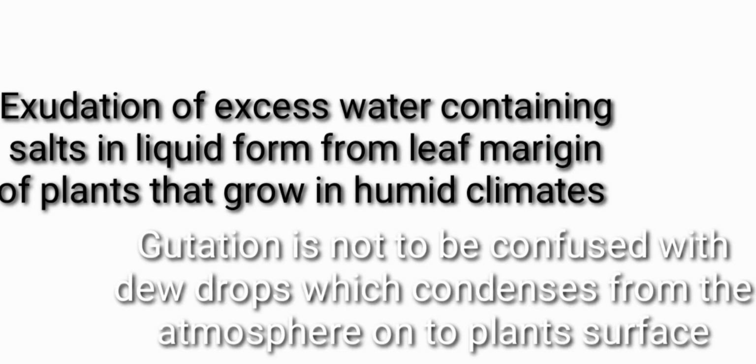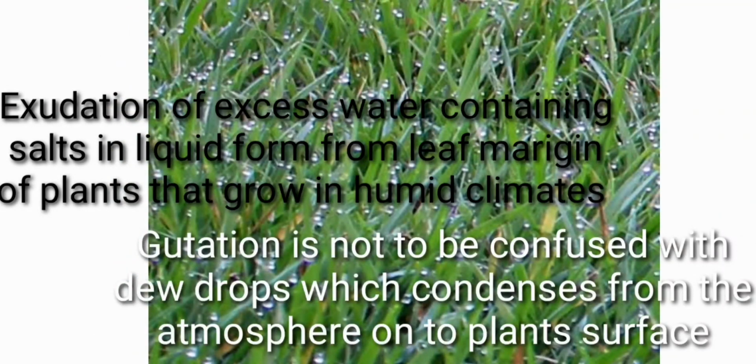Guttation is the exudation of excess water containing salt that takes place in liquid form from the leaf margin of the plant during humid climate. So, this is guttation. Here you can find the water droplets at the leaf tip.